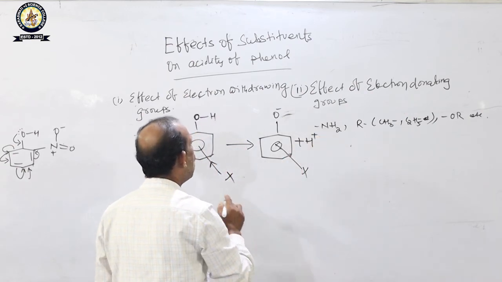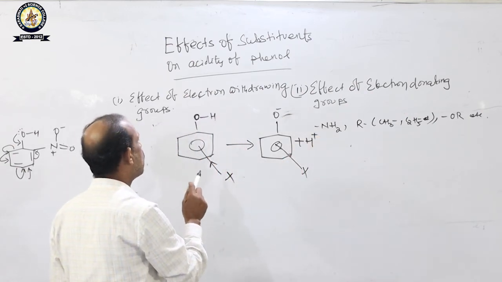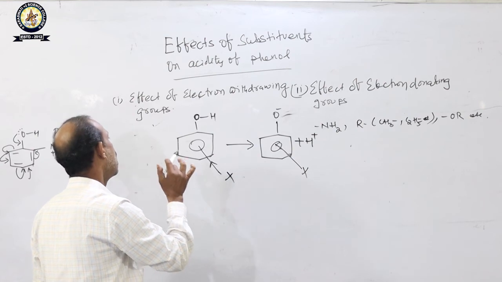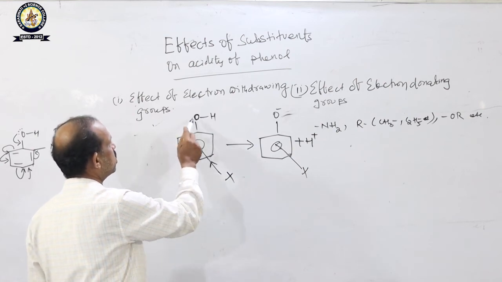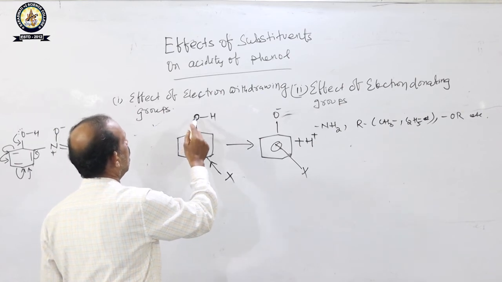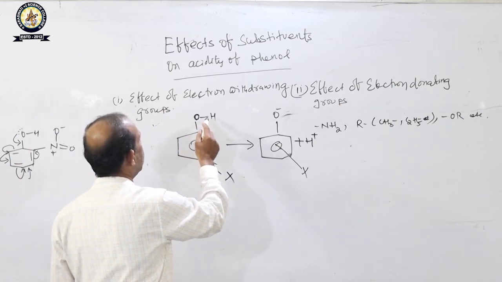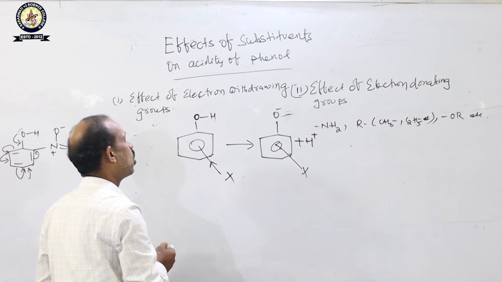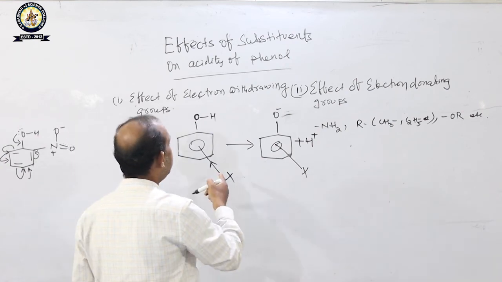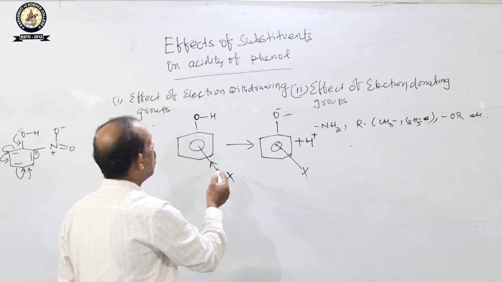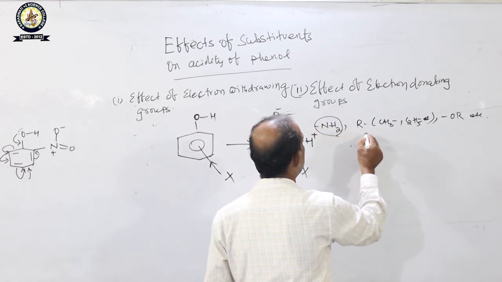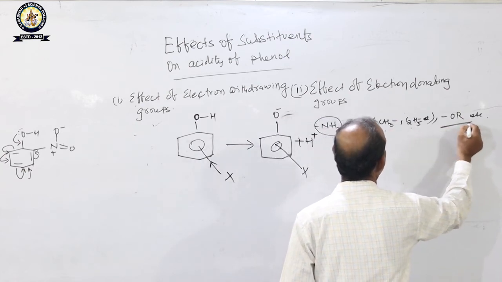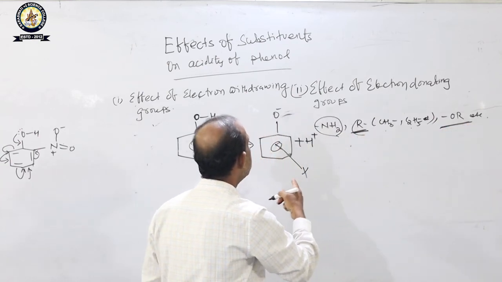So now what we came to know: if an electron releasing or donating group is present in the benzene ring at the ortho, meta or para position, then the density of electron at the oxygen atom will be increased, so that it will not allow the hydrogen atom to leave. It becomes more difficult to release the hydrogen, so the acidic character will decrease. What are the electron releasing or donating groups? Generally NH2 group, amine group, alkyl groups like methyl, ethyl, or alkoxy group. These are your electron releasing groups.